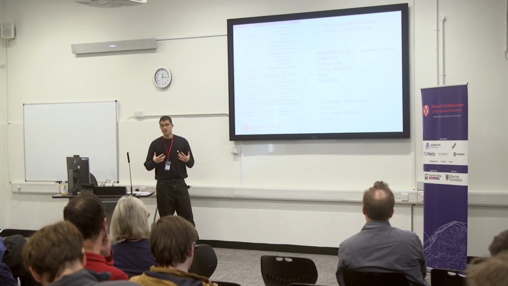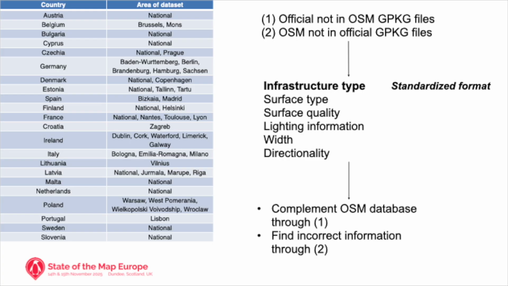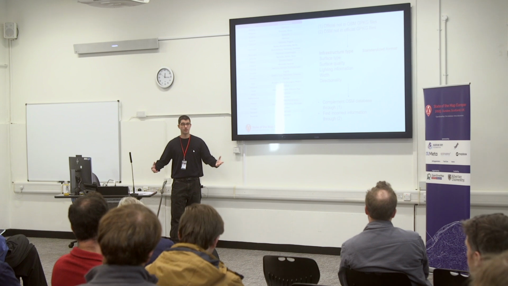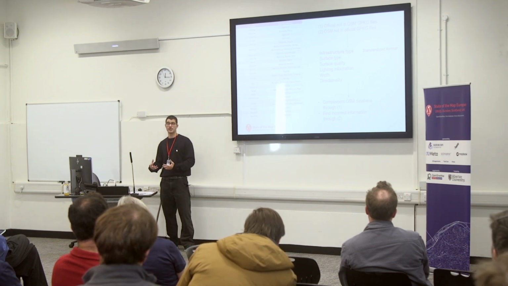How can we use these two GPKG files? The first one, we can use to complement the OSM database by identifying what we found in the official networks that wasn't on the OSM. And then we can also find some incorrect information through the official dataset that wasn't on the OSM.